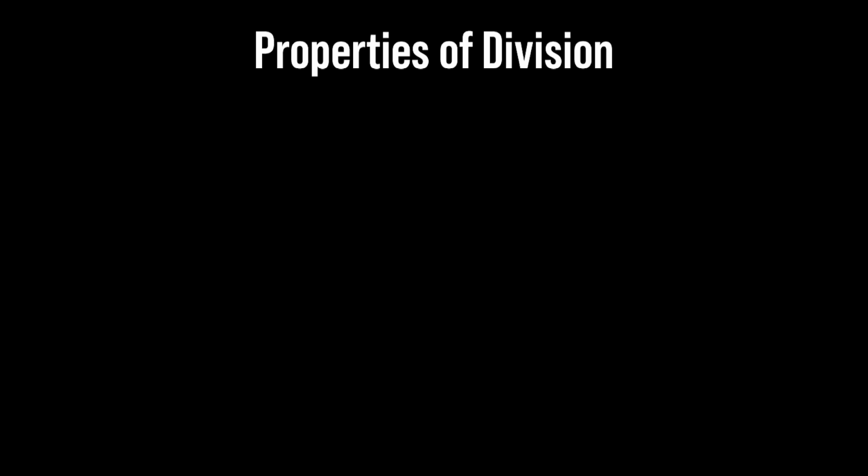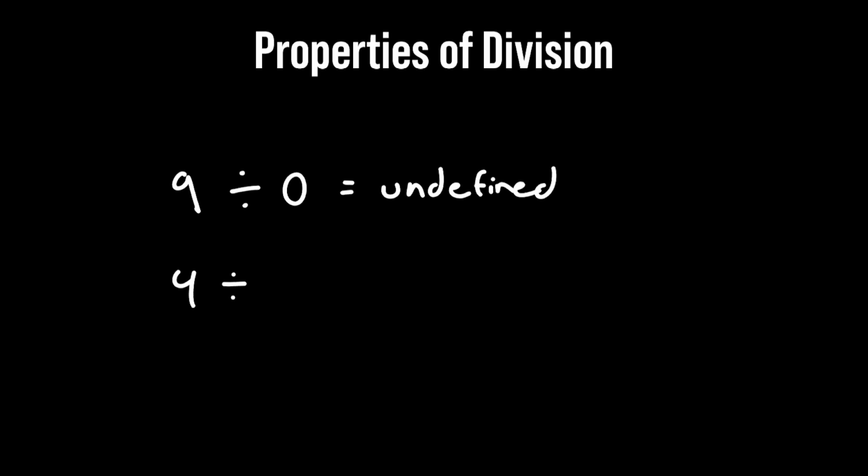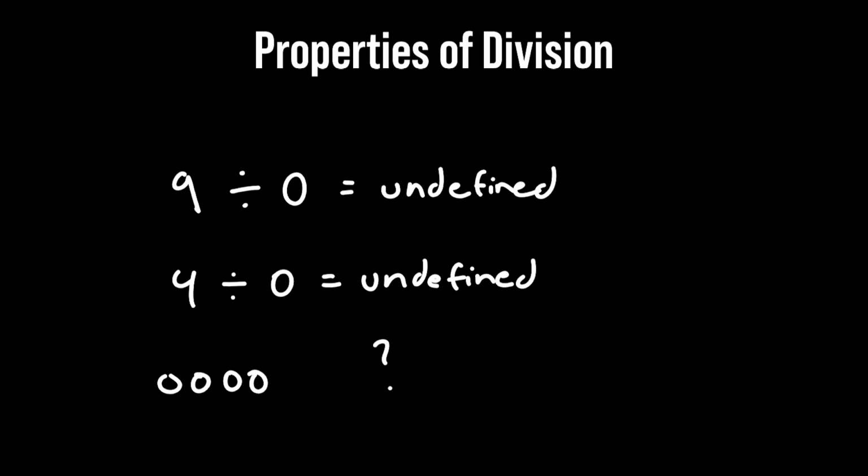So it's the opposite of the previous one. So 9 divided by 0 is undefined. 4 divided by 0, undefined. The reason this is the case is because let's imagine that you have, for example, 4 marbles and you want to split it up among 0 people. Well, you can't do that because you don't have any people to split that up with. So 4 divided by 0 is undefined. It's impossible to figure it out.